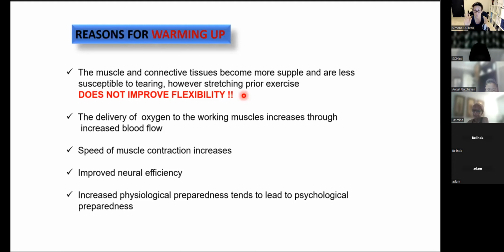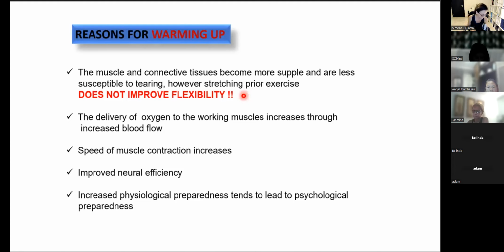So when you include stretching in your warm-up, usually the stretches you do are to prepare you for the exercise and to avoid injuries, okay? It does not improve flexibility.